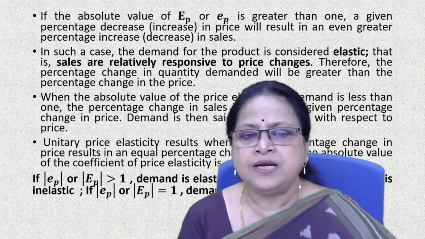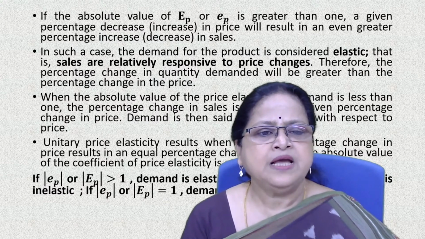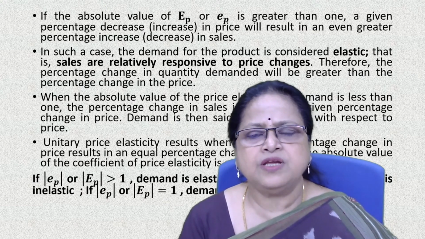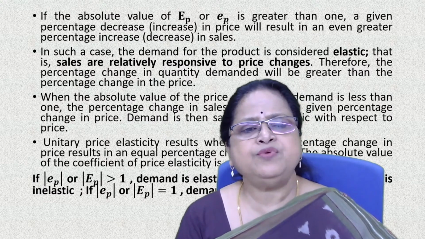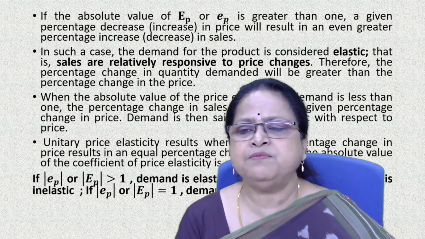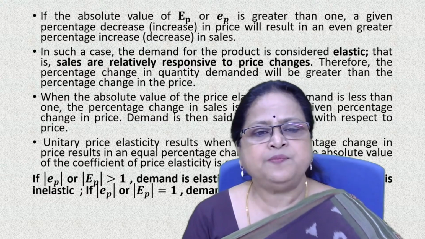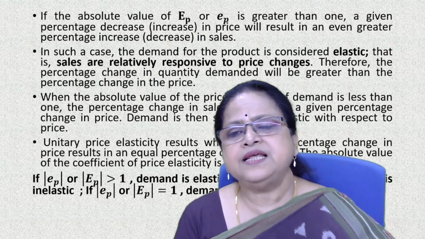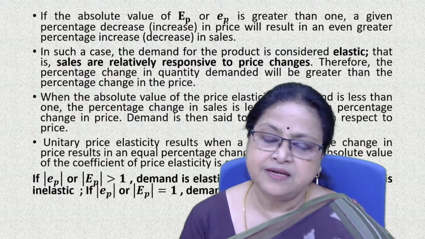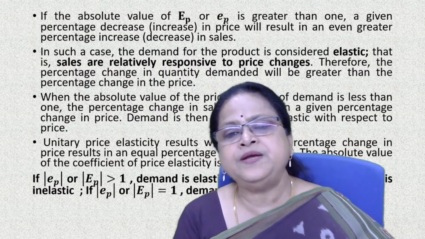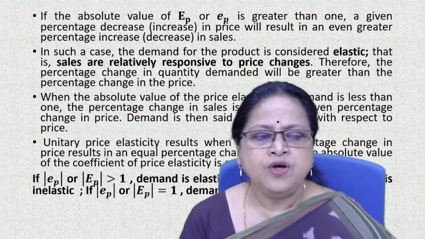If it is greater than 1, then it is elastic. Arc elastic, where we are talking about arc elasticity. Similarly, when the absolute value of the price elasticity of demand is less than 1, the percentage change in sales is less than a given percentage change in price. Demand is said to be inelastic with respect to price.